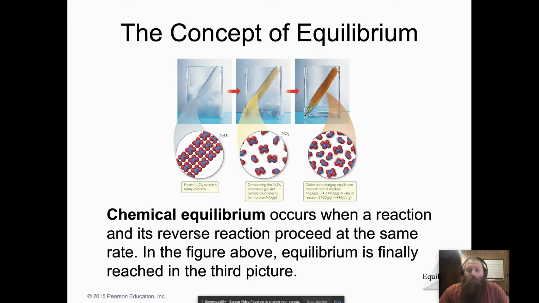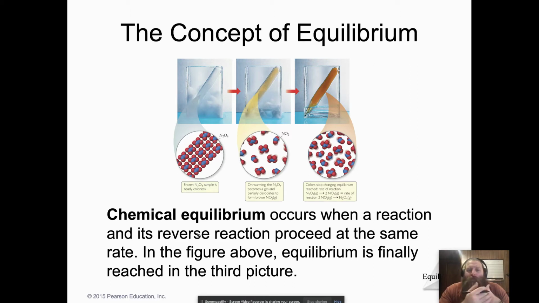All right, so what is equilibrium? Well, we've talked about equilibrium a couple times. We've mentioned it. We even had a brief discussion of Q and K back a few units ago. But now let's really look at it. So chemical equilibrium is a state where the reaction in the forward direction and the reverse reaction are occurring at the same rate. And a really common way that we demonstrate this is with dinitrogen tetroxide, that N2O4 there.